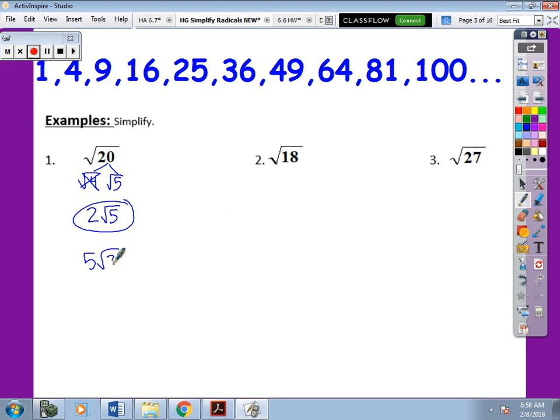Every year, someone will write this, which is wrong. It's a completely different answer. So please make sure that you realize numbers that come out of the square root stay out, numbers that are under the square root stay in.